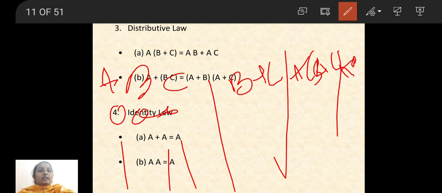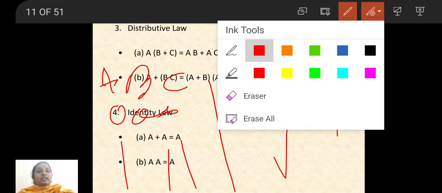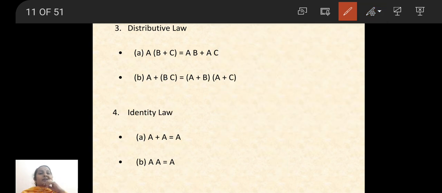Next you write AB, next you write AC, next you add AB plus AC. So in this way you form the table. It is very easy. Next also, A plus BC is equal to (A plus B) into (A plus C). So next, A plus A is equal to A, and A into A is equal to A. So how is it? Identity law.